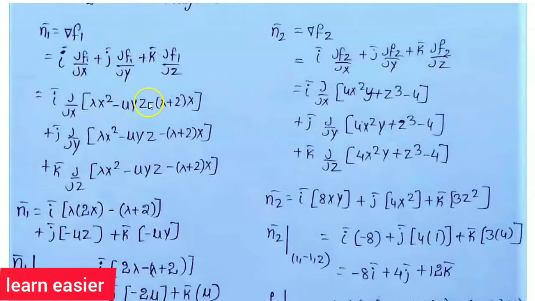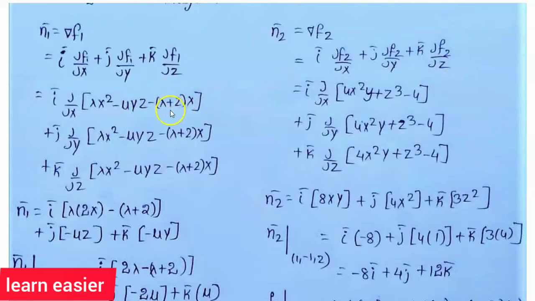Here is the f1 function. We have to derive this function with respect to x by taking y and z as constant. So here we have lambda x square. The derivative of x square is 2x, so 2x into lambda is 2 lambda x. Here we have no x terms, so the derivative of this term is 0, and here we have x, so the derivative of x is 1.